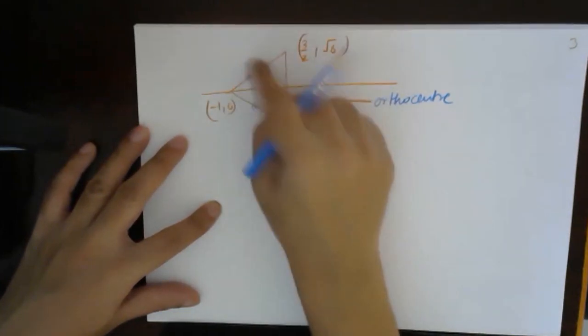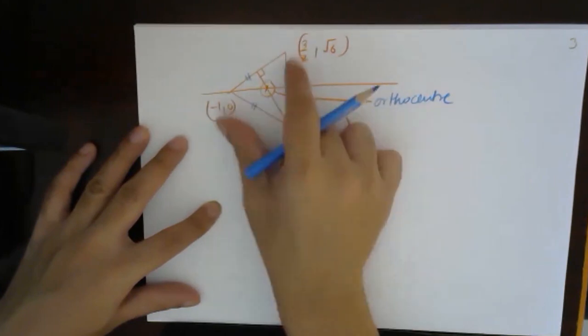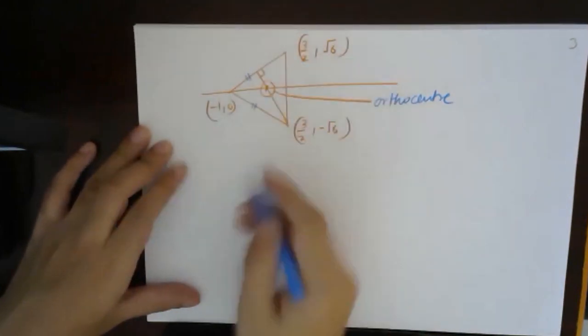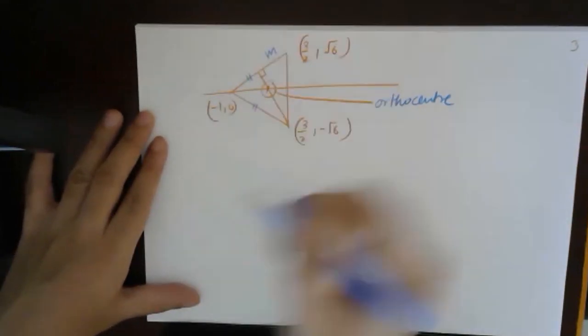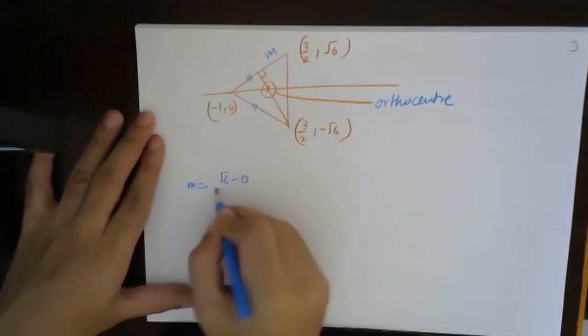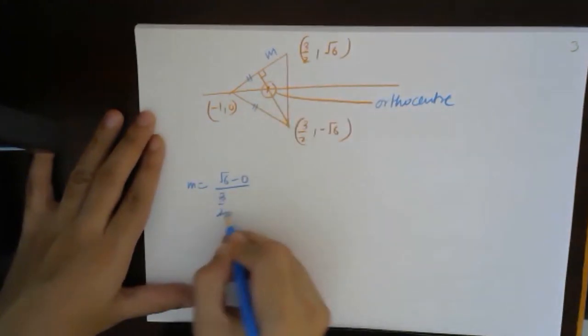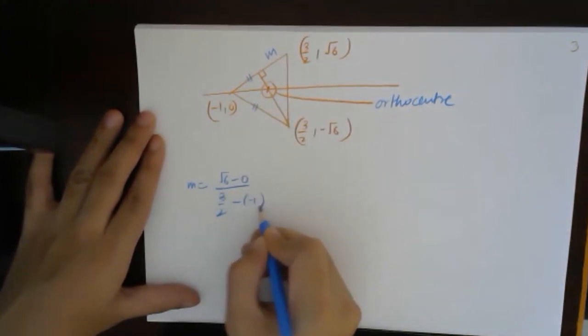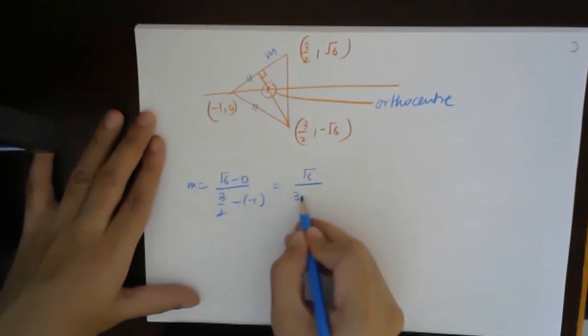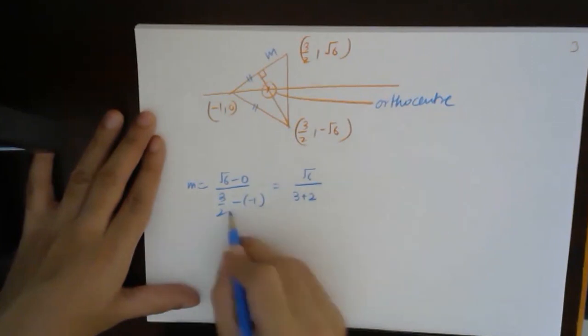So to find the altitude, what I have to do? I have to find the slope of this line. So this is m. Let's take m. So m equals root 6 minus 0 upon 3 by 2 minus of minus 1. So this will become root 6 by 3 by 2 plus 2 by 2.